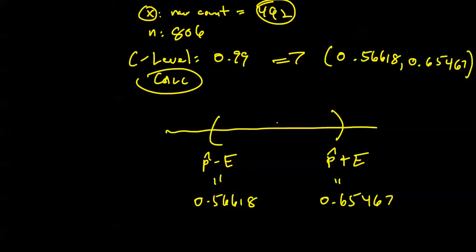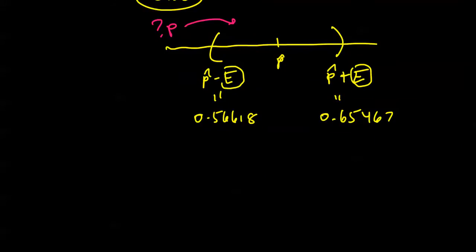0.65467 is the upper bound. Now remember, p hat is right smack dab in between. Cap E, we never really see cap E. The calculator computes it upstream for us, but I just want to give us a fundamental idea of what's going on here. Is little p within these bounds? I suppose you could say, well, maybe not, but we can say that with 99% confidence.